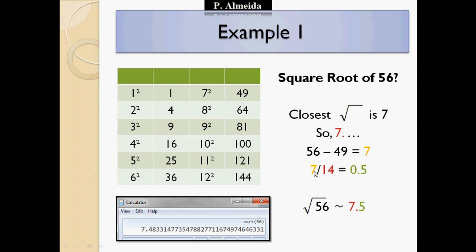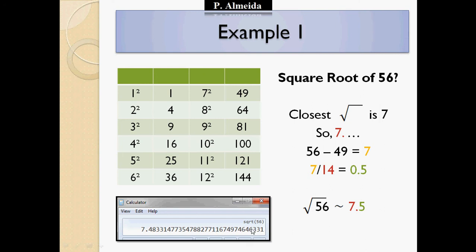So this 7 stays on the top, while the other number, the 7, the first one in the result, is going to be doubled. So 7 plus 7 is 14. So I do 7 divided by 14, that gives me 0.5. So I'm going to add this 0.5 to the 7, and this gives me 7.5. And I say the square root of 56 is approximately 7.5.